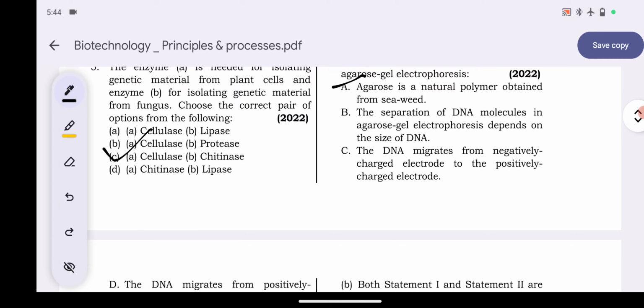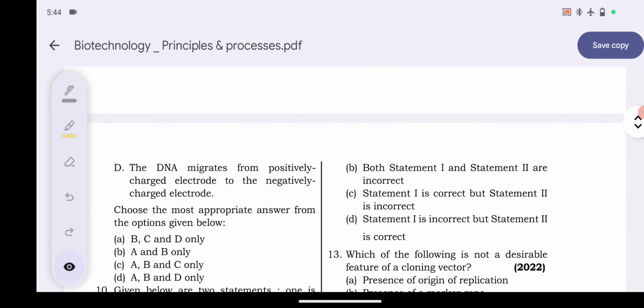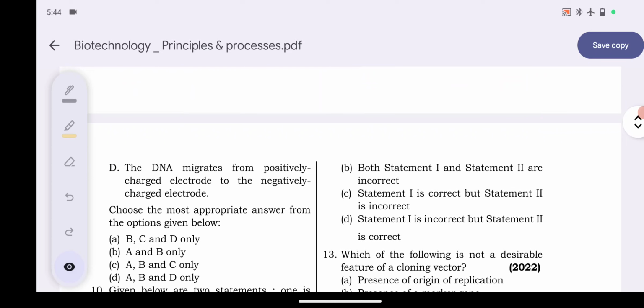Option B, the separation of DNA molecules in agarose gel electrophoresis depends on the size of the DNA. This is also correct. The DNA migrates from the negatively charged electrode to the positively charged electrode. It moves from negative to positive, so C is also correct. Coming to D: the DNA migrates from the positively charged electrode to the negatively charged electrode. It is the wrong one. So we can say option number C, ABC only, is your answer.